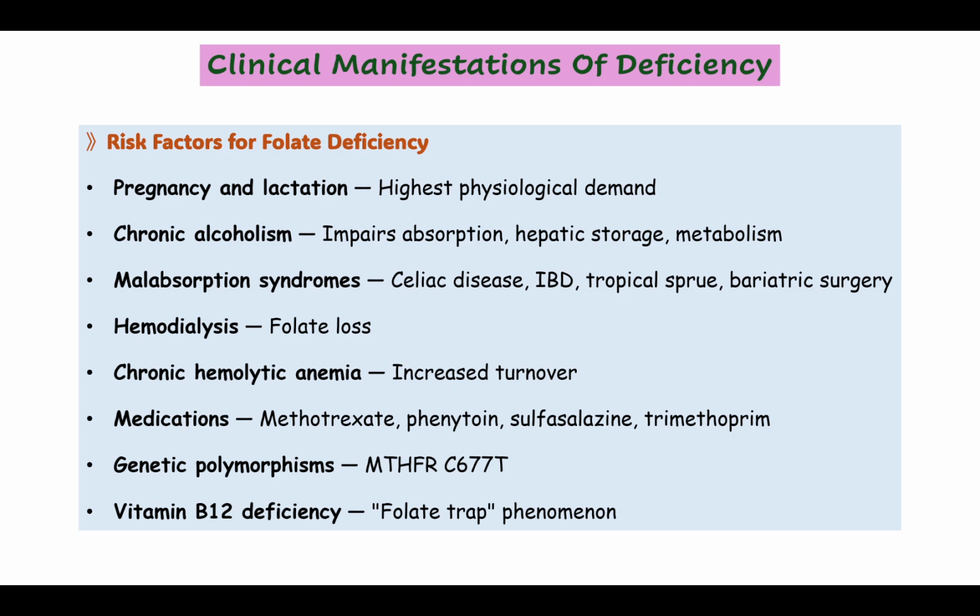Now we turn to the clinical manifestations of folate deficiency, beginning with risk factors. The highest physiological demand occurs during pregnancy and lactation. Chronic alcoholism is a major cause because it impairs absorption, reduces hepatic storage, and disrupts metabolism. Malabsorption syndromes including celiac disease, inflammatory bowel disease, tropical sprue, and bariatric surgery can markedly reduce folate absorption. Hemodialysis can increase folate loss, and chronic hemolytic anemia raises folate demand because of increased red cell turnover. Several medications also predispose to deficiency, notably methotrexate, phenytoin, sulfasalazine, and trimethoprim.